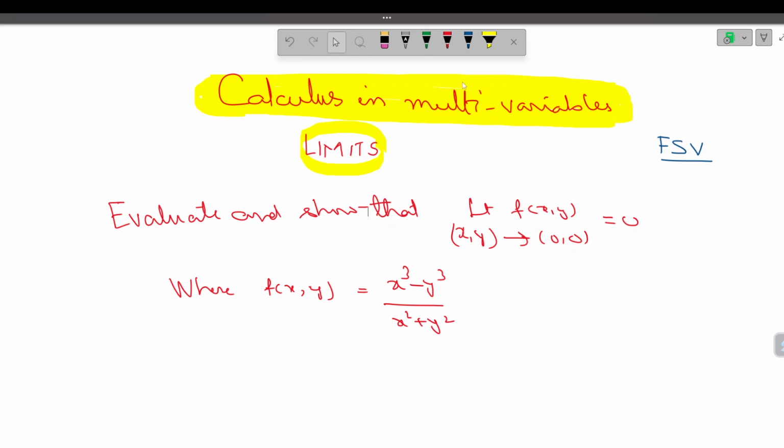Evaluate means a short answer problem. Please make a note: a short answer question is "evaluate", and a long answer question is "show that". "Show that" is always the long question. That means, what are you doing?